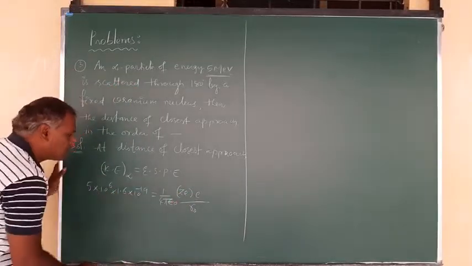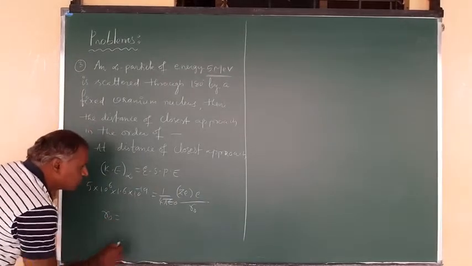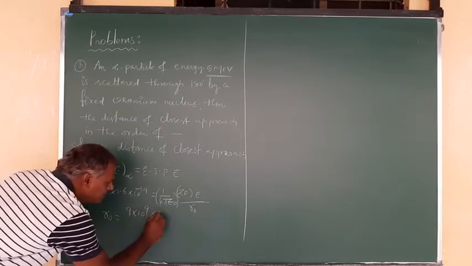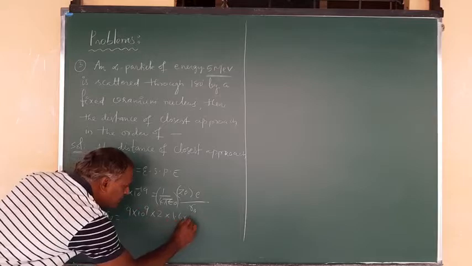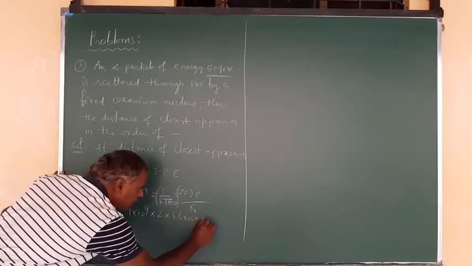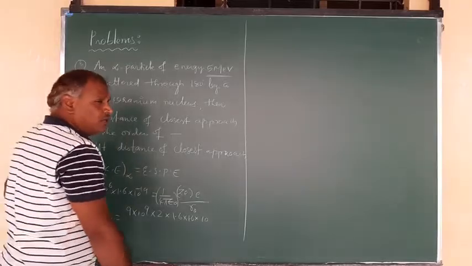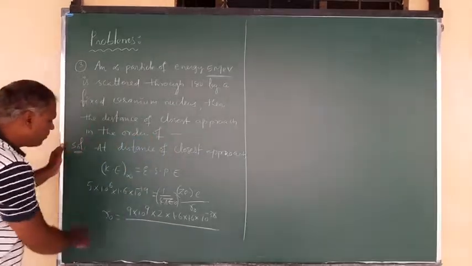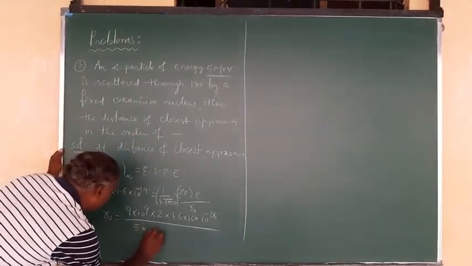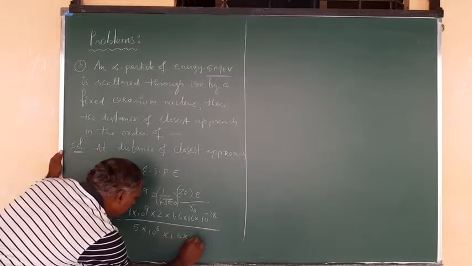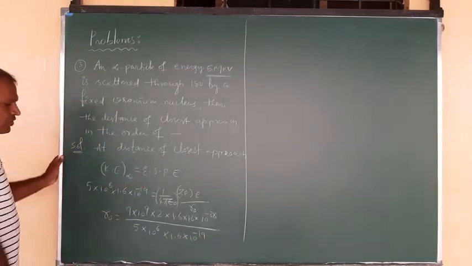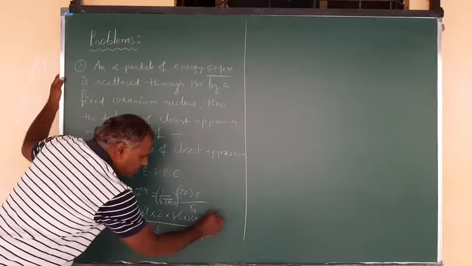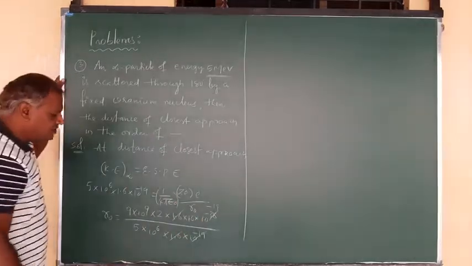So we want to get this R naught. I can put R naught is equal to 1 upon 4 pi epsilon naught, which is 9 into 10 power 9, into Z which is 2, into E square, which is 1.6 into 1.6 into 10 power minus 19 into 10 power minus 19, upon 5 into 10 power 6 into 1.6 into 10 power minus 19. So here, one of the 1.6 cancels, and 10 power minus 19, 10 power minus 19 cancel, remaining 10 power minus 19.